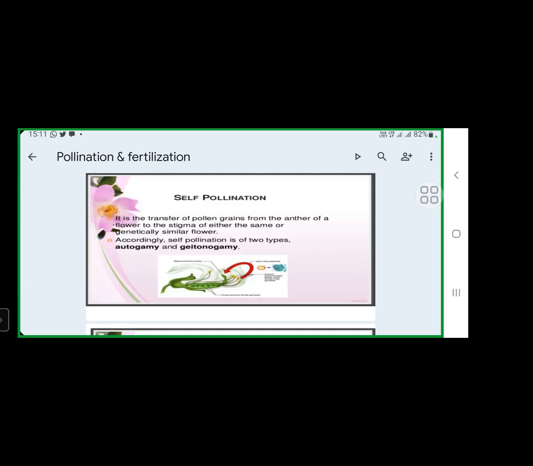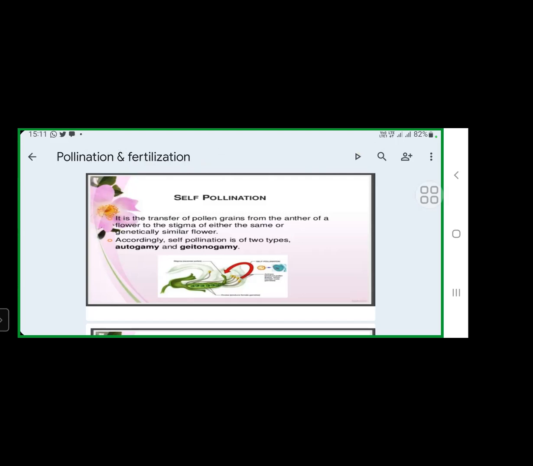Accordingly, self-pollination is of two types: the first is autogamy and the second is geitonogamy. What is autogamy? The pollen grains are transferred from the anther to the stigma of the same flower. It generally occurs in plants having bisexual flowers, that means both anther and stigma are present in the flower. Such flowers can undergo autogamy only.